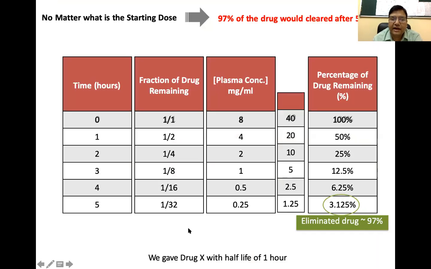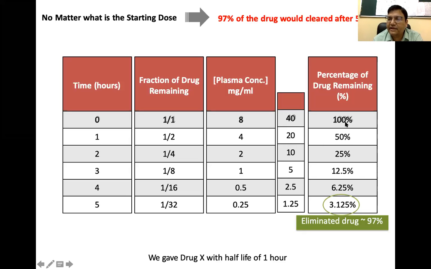So if we are giving a drug X which has a half life of 1 hour, suppose, what will happen after 1 hour? The fraction of the drug which will remain in the plasma will be half of the original amount. So if suppose the original concentration was 8 milligram per ml, after 1 hour the plasma concentration will become 4 milligram per ml. That means 50% will be eliminated. So the concentration will fall by half. If we have given, suppose, 40 milligrams, it will reduce to 20 milligrams.